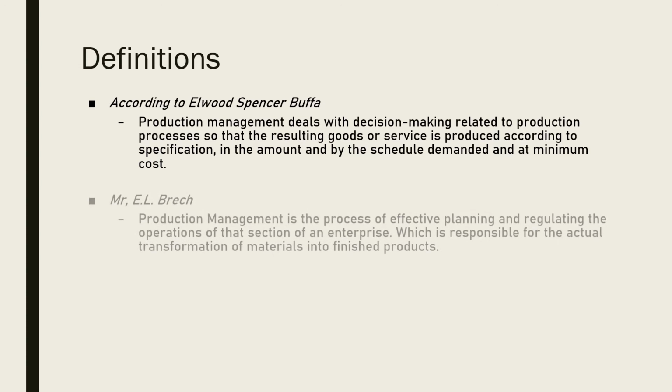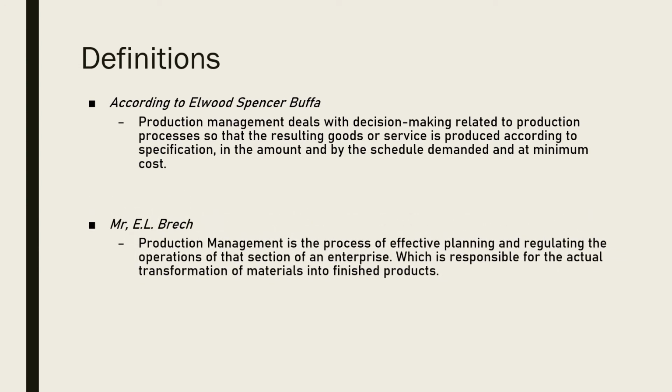Let's see if we have another definition which explains what production management is all about. According to E.L. Brech, production management is a process of effective planning and regulating the operations of that section of an enterprise which is responsible for the actual transformation of materials into finished product. It is a process of effective planning and regulating the operations of the production section, during the conversion of inputs into a finished product.